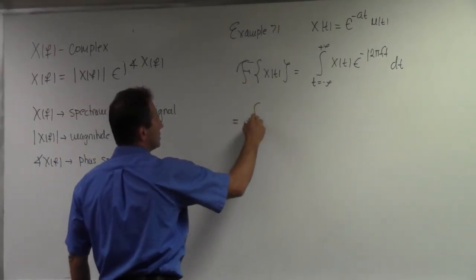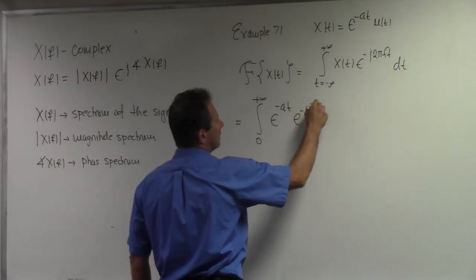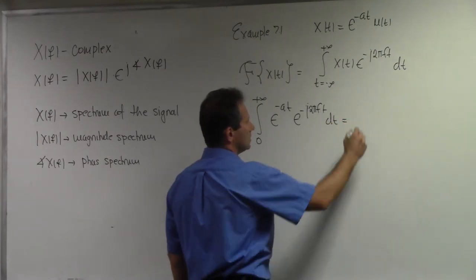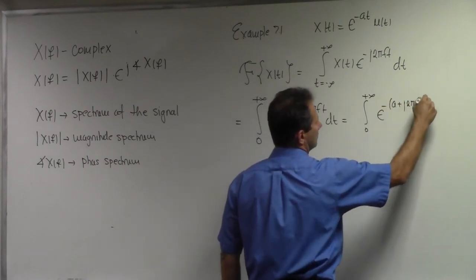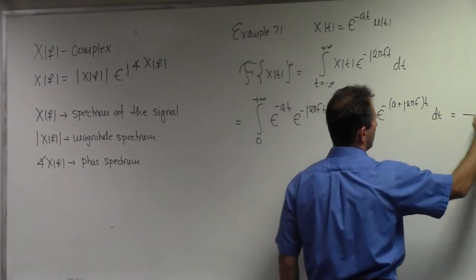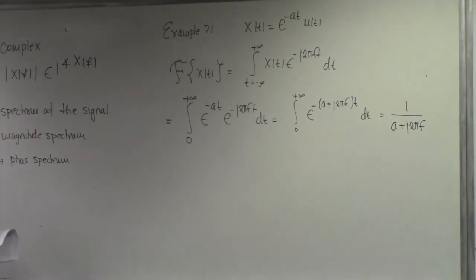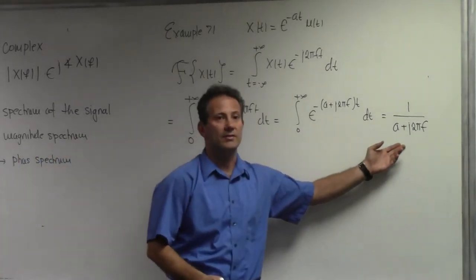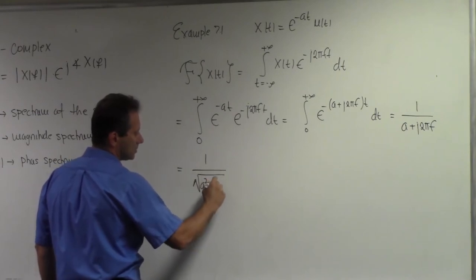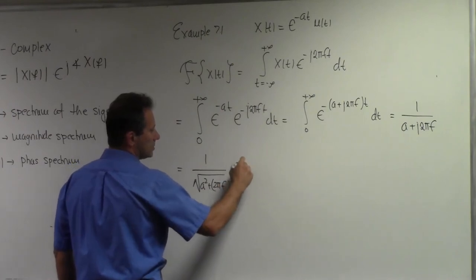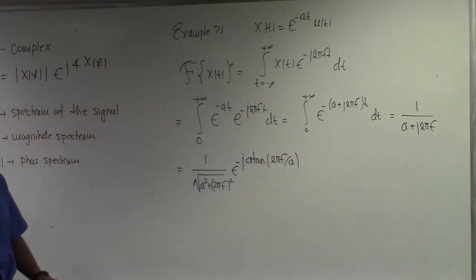So in this particular case, this is an integral from 0 to plus infinity e to the minus a t e to the minus j 2 pi f t dt. And this is an integral from 0 to plus infinity e to the minus (a plus j 2 pi f) t dt, which is just 1 over a plus j 2 pi f. So that's a Fourier transform. Now, you notice this is a complex number for every f. So I can write this as a magnitude and phase: 1 over square root of a squared plus (2 pi f) squared, times e to the minus j arctangent of 2 pi f over a. This is taking the magnitude and phase of this.